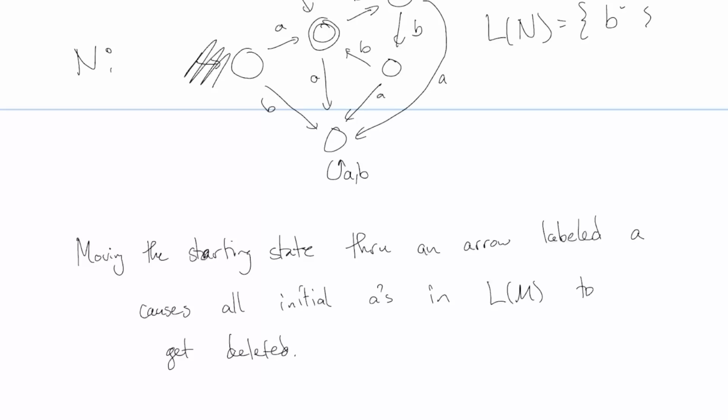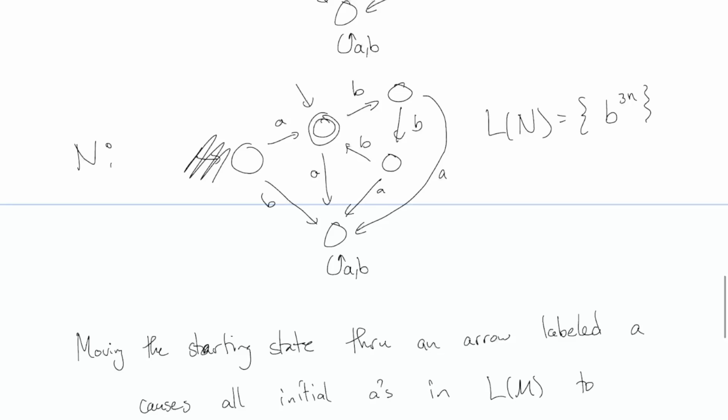Moving the starting state through an arrow labeled with an A causes all the initial A's in the language to get deleted. So the language that you end up with is basically the same as the original language, only all the A's that were at the beginning of the words are now gone, right? What if instead we moved the arrow through the B arrow? What if we push it through here and move the starting state down here?